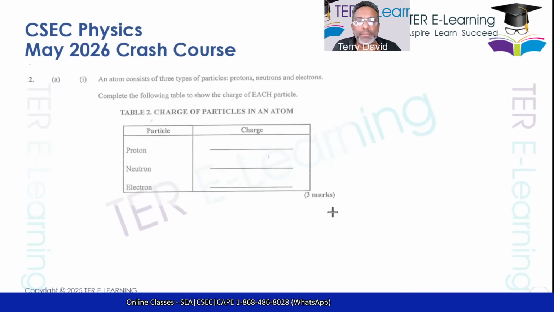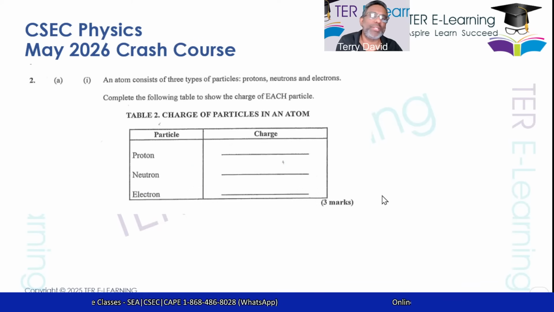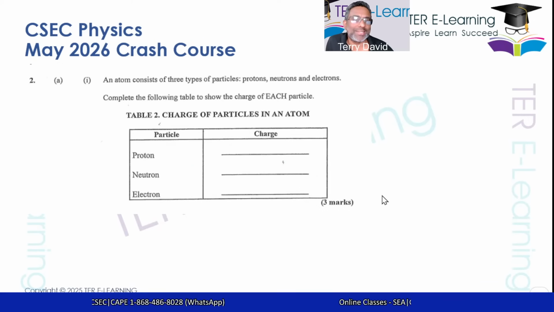All right, we have a table here. An atom consists of 3 types of particles. We have protons, neutrons, electrons, and we want to complete the charge, right, for each of these things here. So to begin with, CXC, they need to put the word relative here, right? They need to put the word relative charge.